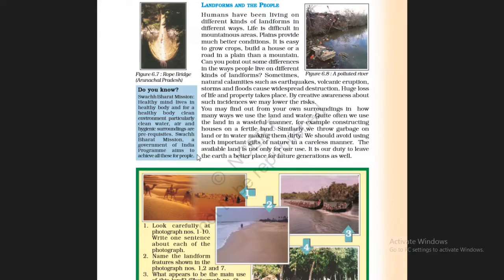So, boys, you observe that landforms and the people here uses, how should we use land in a proper manner. We have to utilize land in a proper way. We have to keep our surroundings neat and clean.